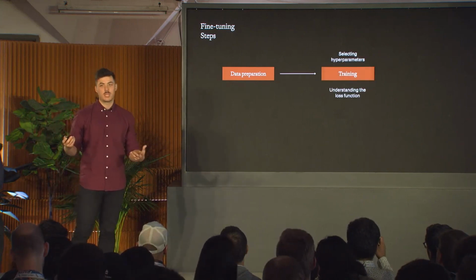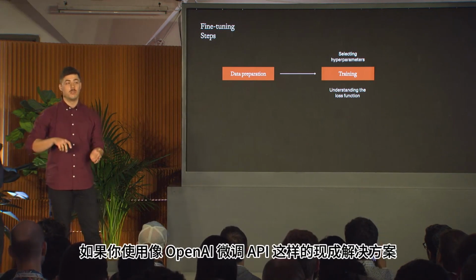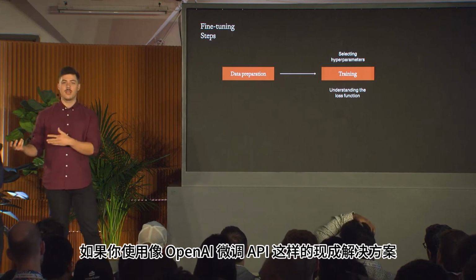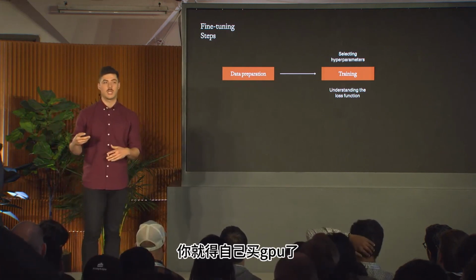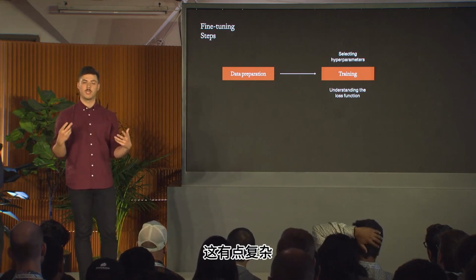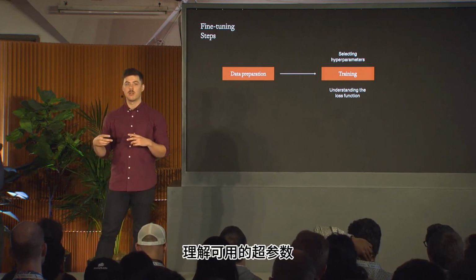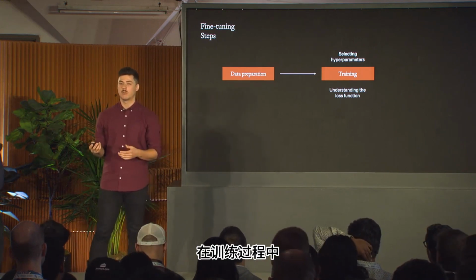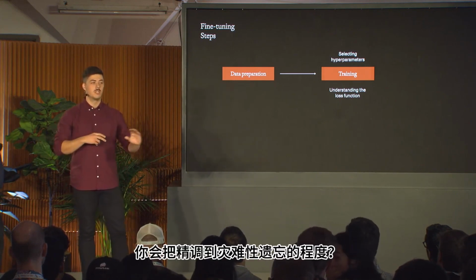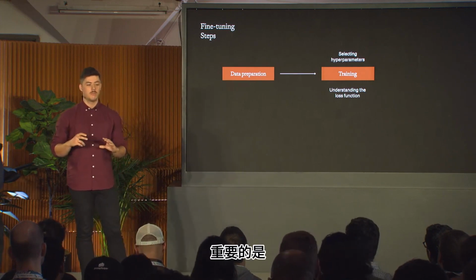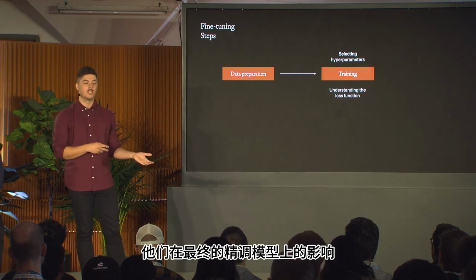Next, you're going to go and actually kick off the training process. And this varies a lot depending on how you're trying to do the training. If you use a turnkey solution like the OpenAI fine-tuning API, this can be relatively simple. If you're trying to fine-tune an open source model, totally doable. You're just going to have to get your own GPUs and use a framework. It's a little bit more involved. But it's important while you're training to understand the hyperparameters that are available for you to tune during the training process. Are you more likely to overfit? Are you more likely to underfit? Are you going to fine-tune it to the point of catastrophic forgetting? It's important to understand the available hyperparameters and the impact that they have on the resulting fine-tuned model.